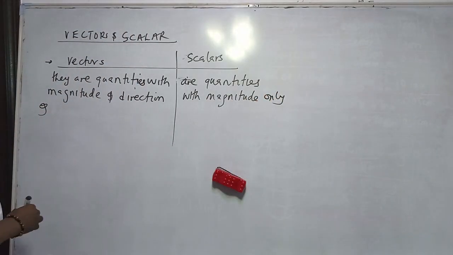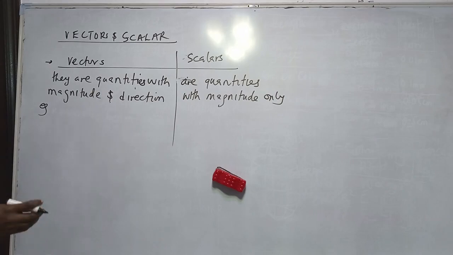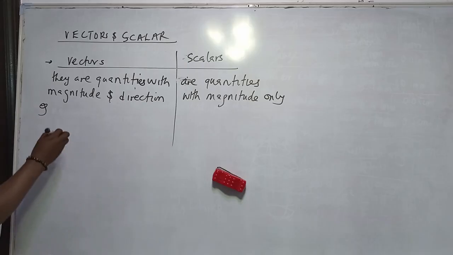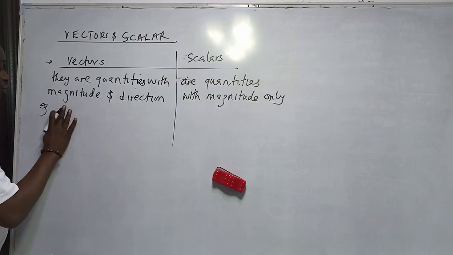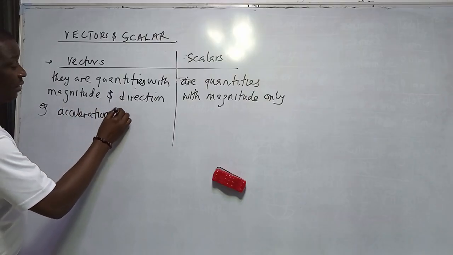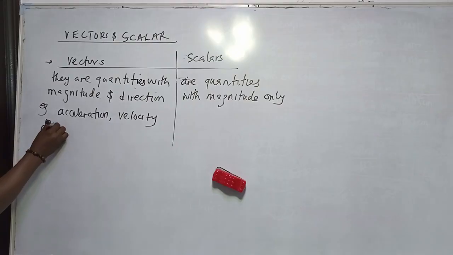For example, that is where they want to test you. Most textbooks will just tell you examples of vectors are acceleration, velocity, etc. That etc is where the question is coming from. So let's give enough examples: acceleration, velocity, displacement.